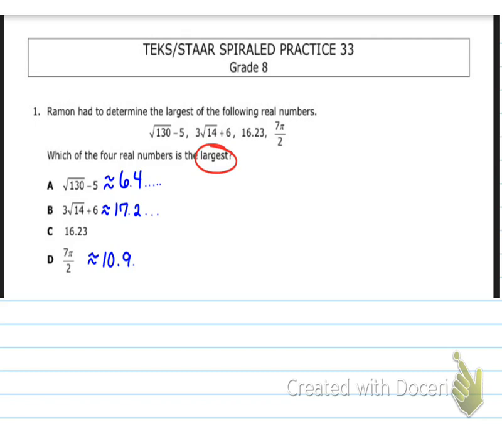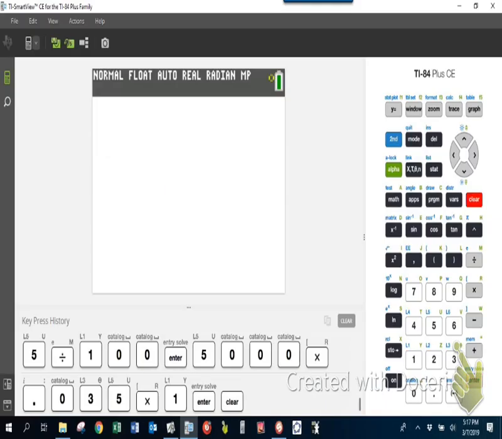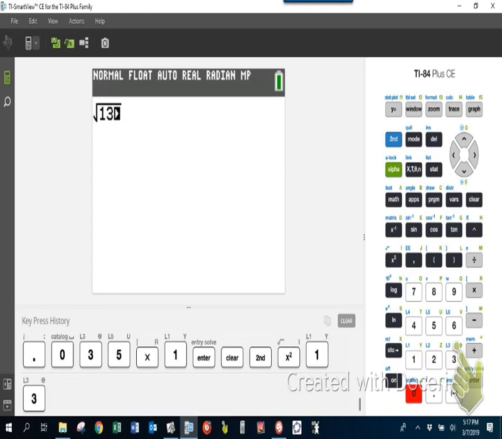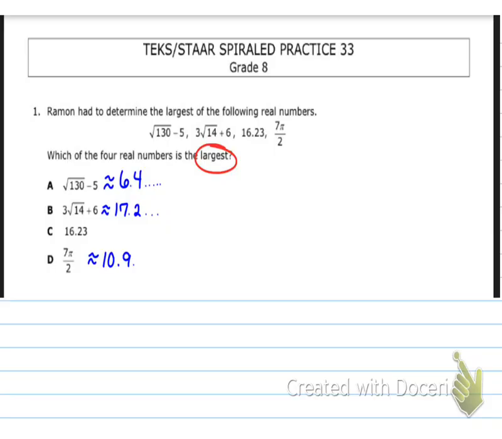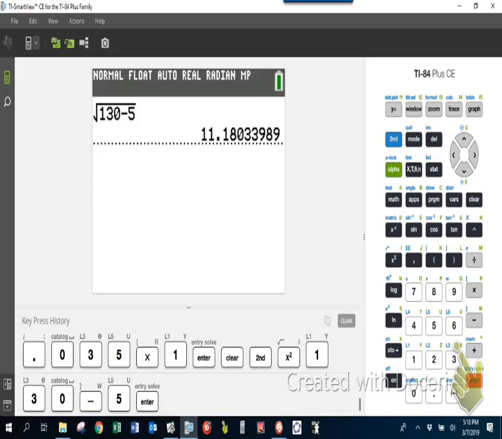Now, the reason I want to put emphasis on this is because let's look at the square root of 130 minus 5. A lot of students that struggle with the calculator, they type it in like this. Square root of 130, and then they put minus 5. And I'm hoping some of you can see why that's wrong. Notice that I ended up actually getting 6.4, but here I'm showing 11.18. The reason is that when you type in a square root, you need to tell it to stop.